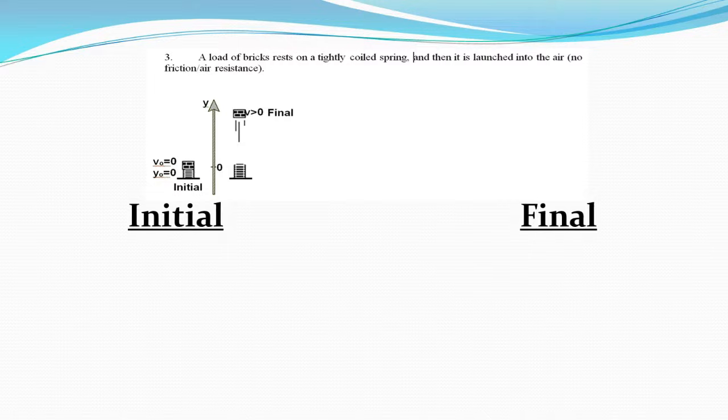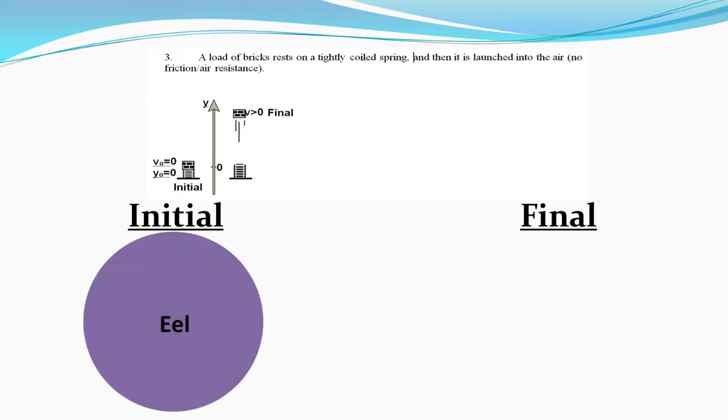Let's try one more. We have a load of bricks resting on a coiled spring, and then it's launched into the air. There's no friction or air resistance. This is another case where all of the energy is stored as elastic energy. It's not moving, it's not off the ground significantly other than the height of the spring. If you start to notice, many problems begin with one potential stored form of energy and then may end up releasing it into multiple forms.